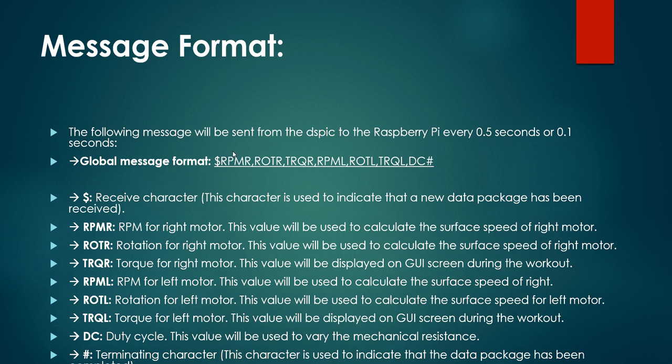The RPM will be sent to the Raspberry Pi in order to calculate the surface speed of each of the right motor and left motor, as well as the rotation, which will be used to calculate the surface speed. Torque will be sent to the Raspberry Pi in order to be displayed on the touchscreen during the workout. The duty cycle will be used to vary the mechanical resistance.